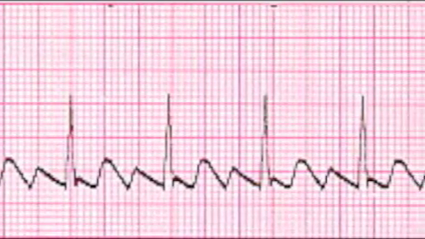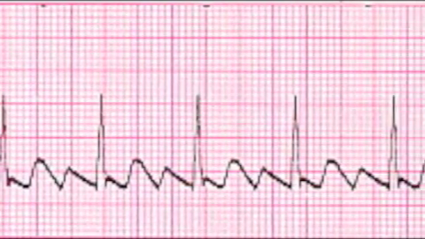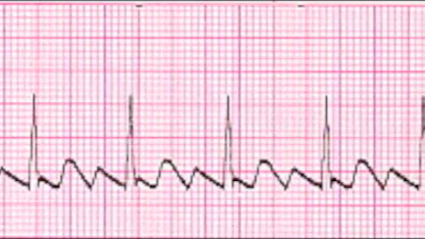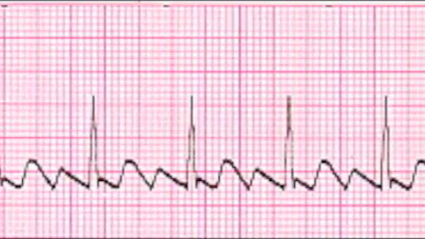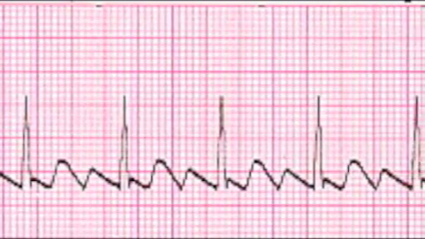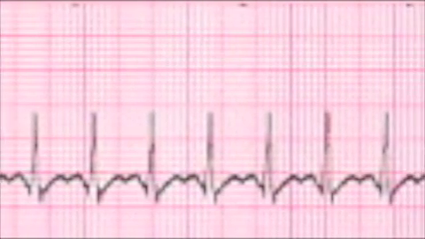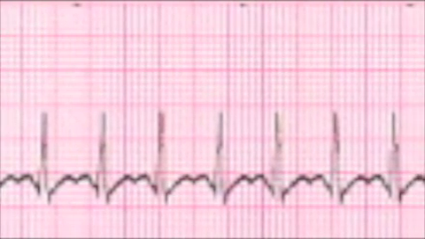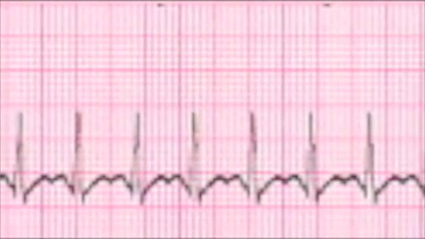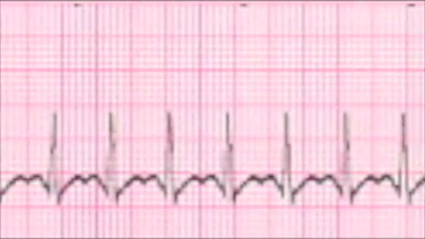This next strip is atrial flutter. You can see that there are many P waves before each QRS, and the sawtooth pattern is the hallmark of this rhythm. Next is supraventricular tachycardia. Very fast, rate is close to 200. The rhythm's regular, and all the parts are present.